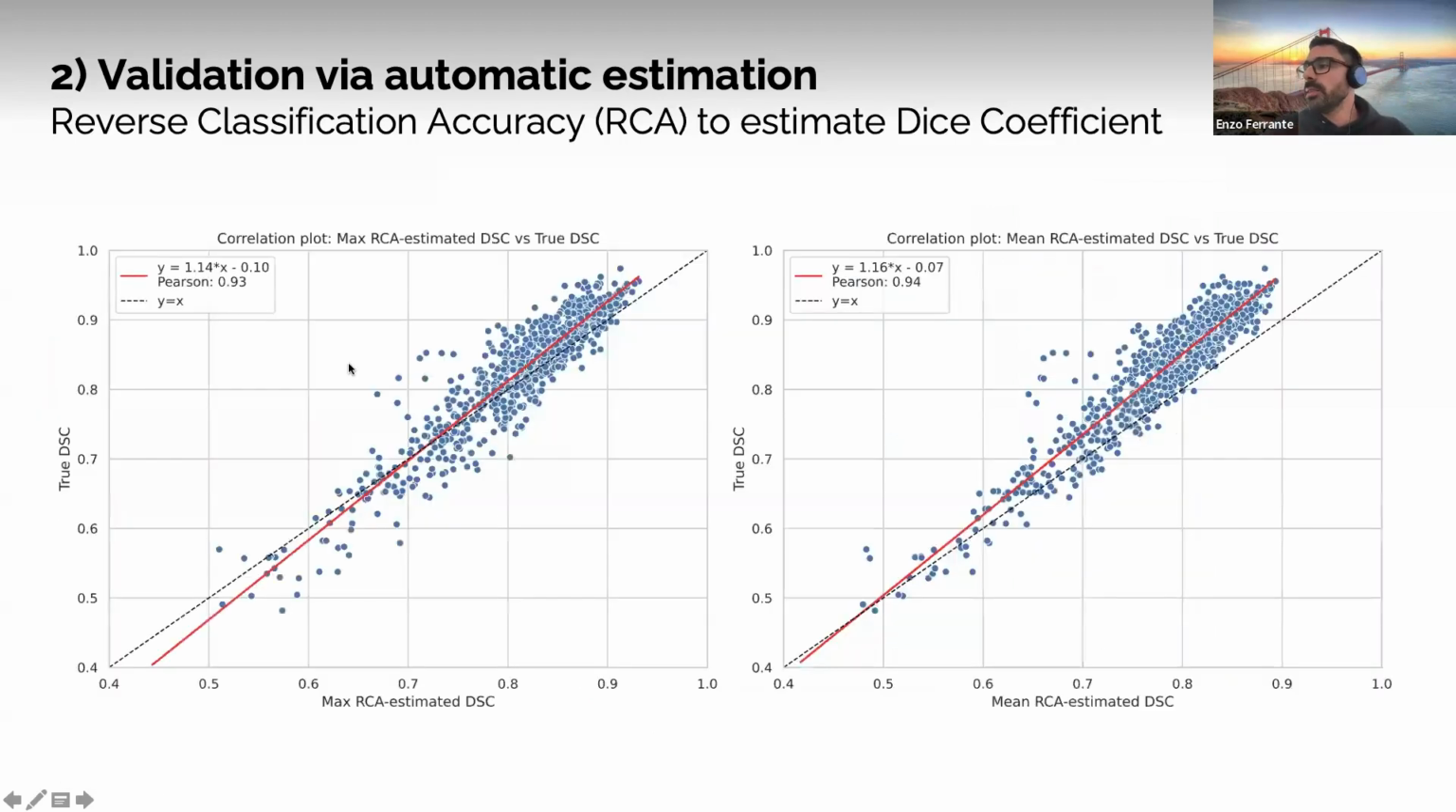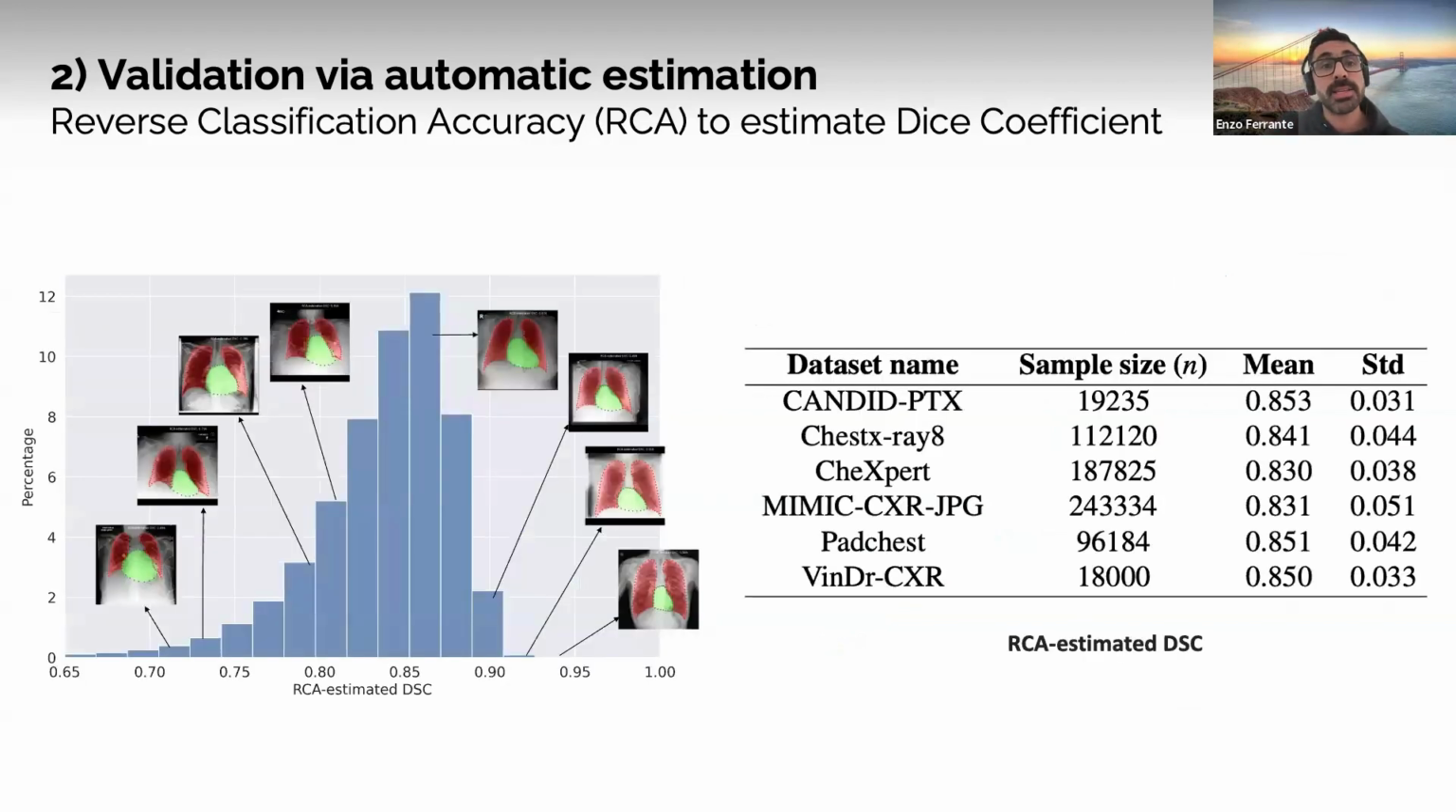And with that technique, we went and we basically segmented a lot of images for which we had ground truth so that we could validate whether that was working or not. And this is the kind of plot that you get when you take the maximum RCA estimation, where RCA stands for reverse classification accuracy, that is this technique here, or the mean. And you can see that both work pretty well. And maybe the mean is a little bit more robust and has a slightly higher Pearson correlation coefficient there. Great, we now have our way of estimating a dice coefficient.